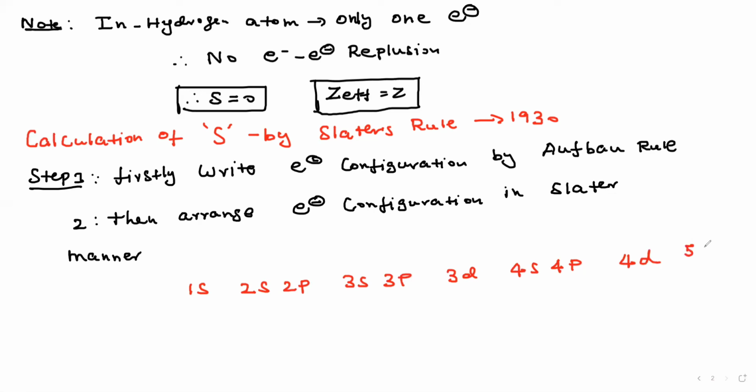and 5f. This is the alpha principle. Listen. Now we are going to arrange the Slater manner. Please understand what is Slater manner. Take 1s orbit alone, okay, then S and P together as a group.